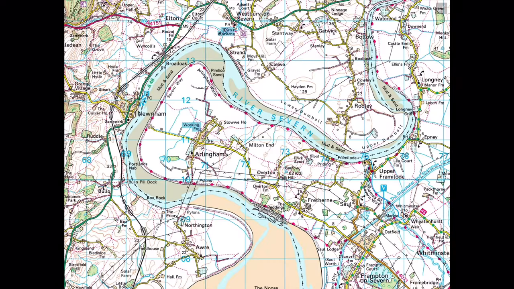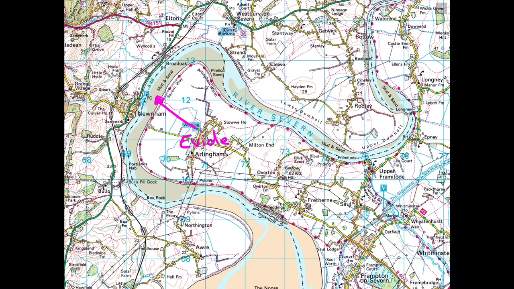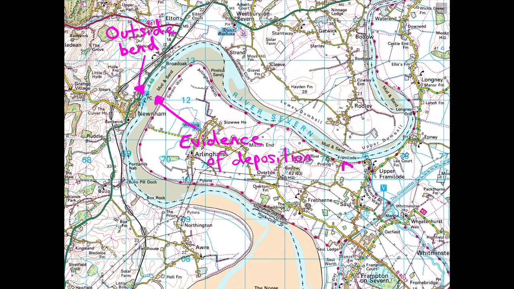If we look at what a meander looks like from the perspective of an OS map, and if we look at the example of the River Severn in the UK, we can see on the inside bend of our meander, due to some mud and sand being indicated, we have evidence of deposition, which therefore means the other side of the meander is the outside bend. We can also see a narrowing meander neck on this particular OS map, as well as potentially a feature which is a slip off slope on the inside bend.